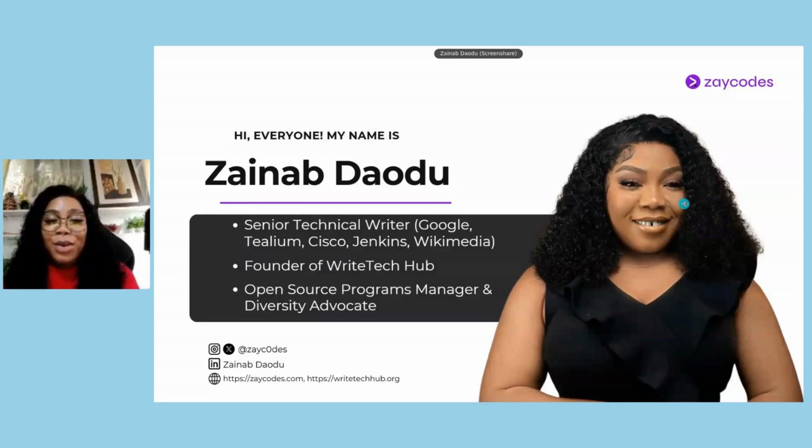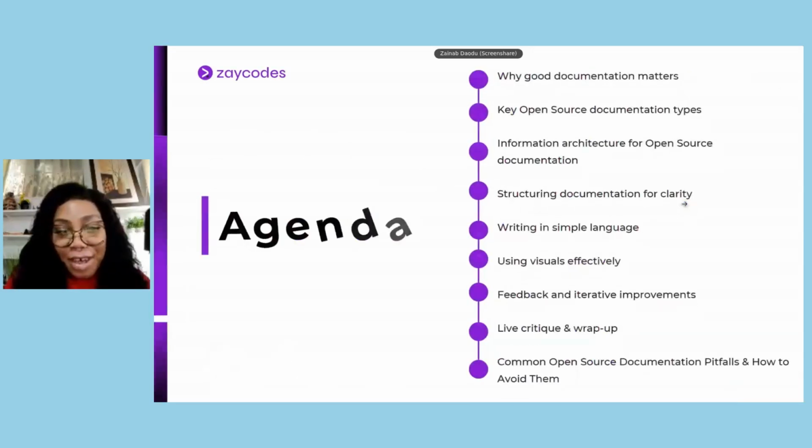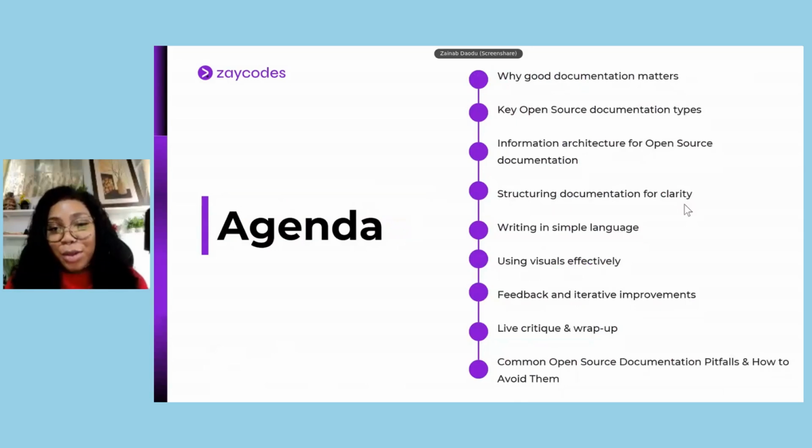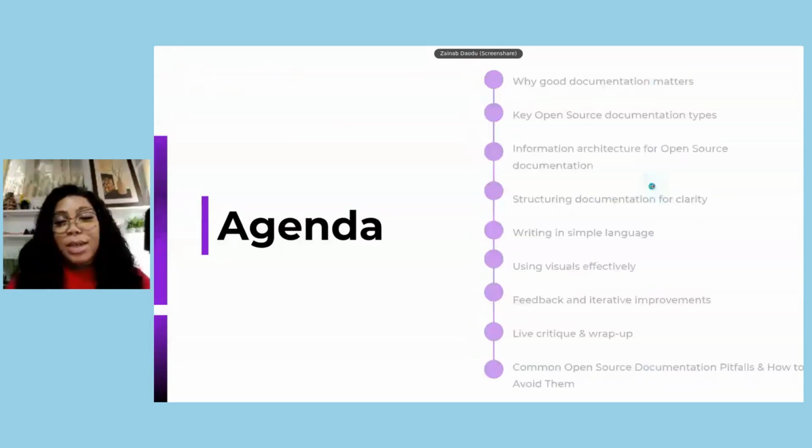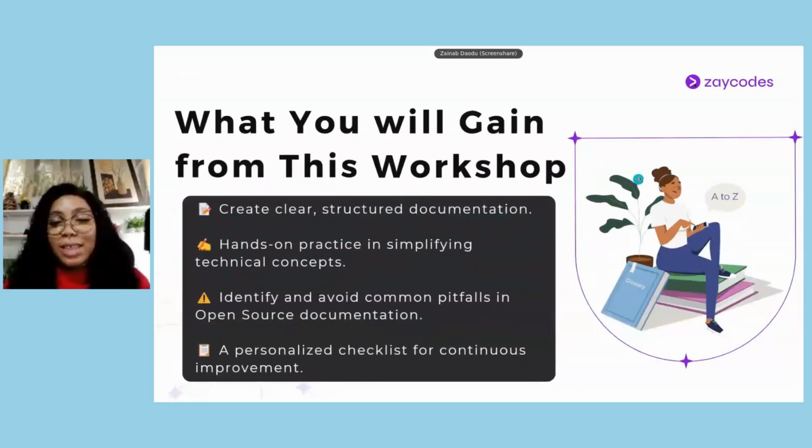So I'll be talking on crafting user-friendly documentation, and we are going to be touching on these points. So we're going to be looking at why good documentation matters, different types of documentation we have in open source, information architecture for open source documentation, structuring documentation for clarity, using visuals effectively, feedback, and then we're going to try to look at live documentation critique, and then common mistakes to avoid. So let's get into it.